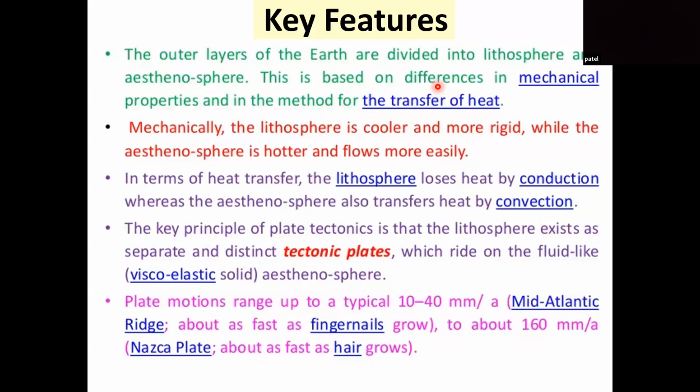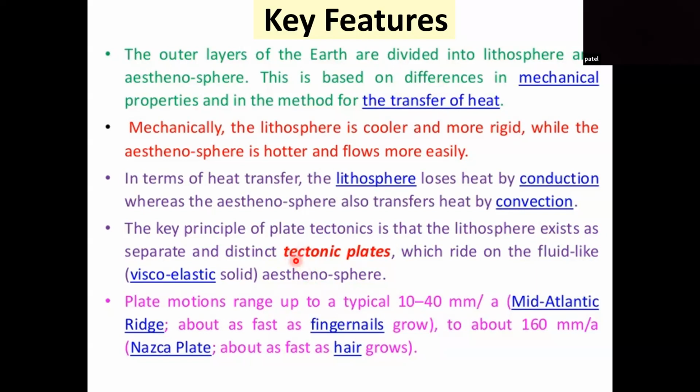Mechanically, the lithosphere is the cooler one and more rigid, whereas the asthenosphere is the hot one and comparatively slow in nature. In terms of heat transfer, in the lithosphere heat is transferred by the conduction process, whereas in the asthenosphere heat is transferred by the convection process. Because in the asthenosphere the rocks are present in the melt stage, the heat is transferred by convection. And the lithosphere is rigid in nature, so here heat is transferred by conduction. So we can say in the asthenosphere there is a convectional current, above which this rigid lithosphere is present.